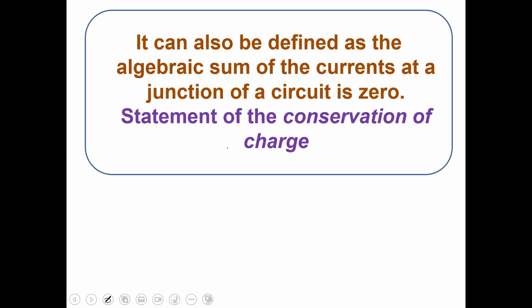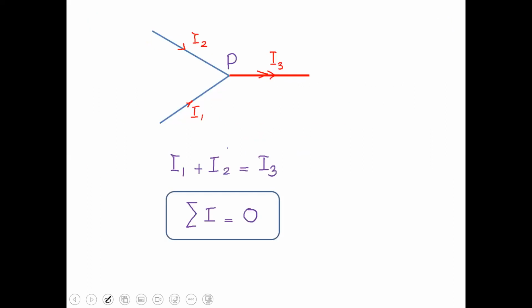Kirchhoff law is a conservation of charge. This is called Kirchhoff law, and it is an output of the law of conservation of charge. Total current entering a junction is equal to total current leaving the junction. You have to copy this.